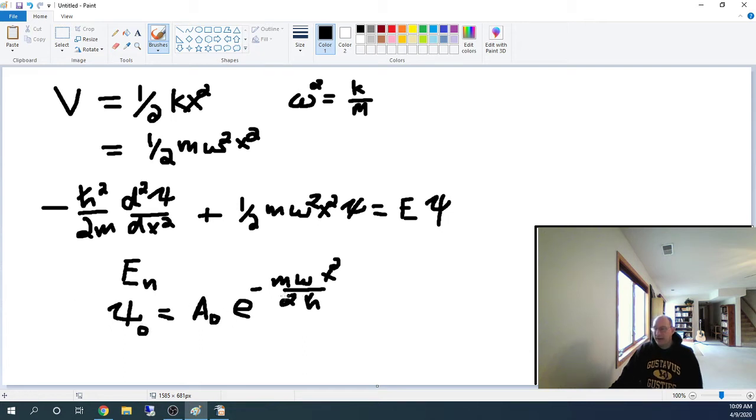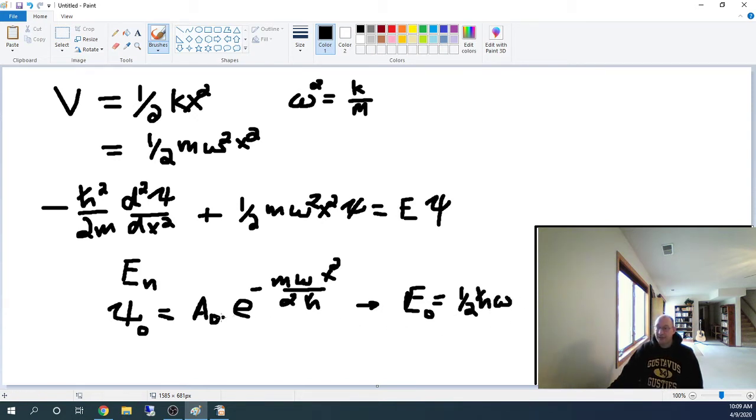And what I did is I plugged this solution, this psi, into this equation, and I figured out what E had to be. I just solved for E. When you plug this in, you take the second derivative. It's a little complicated, but what you find is that the energy associated with that particular solution, and no other, is equal to 1/2 times h bar omega.